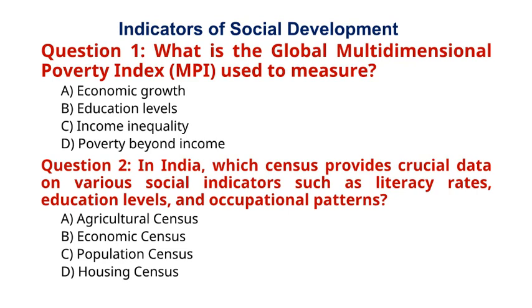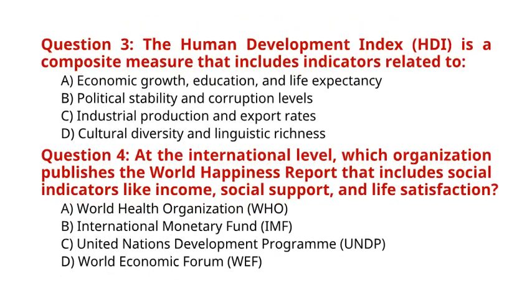Question 2. In India, which census provides crucial data on various social indicators such as literacy rates, education levels, and occupational patterns? A. Agricultural census. B. Economic census. C. Population census. D. Housing census. The correct answer to question 2 is option C. Population census.